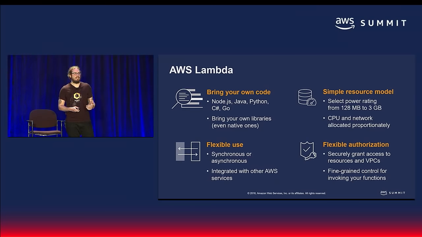In terms of the cost and resource that we talked about earlier as being a fundamental part of cloud-native architecture, Lambda has an extremely simple resource model. So you select a power rating. It's based on the number of megabytes of memory that are available, from 128 megabytes up to 3 gigabytes. And based on how much memory you select for that function, you're going to get an amount of CPU and network capacity. Additionally, we provide flexible authorization, so easy ways to give that Lambda and the code running in it permission to talk to other resources on your account, such as DynamoDB table, Aurora, or similar.